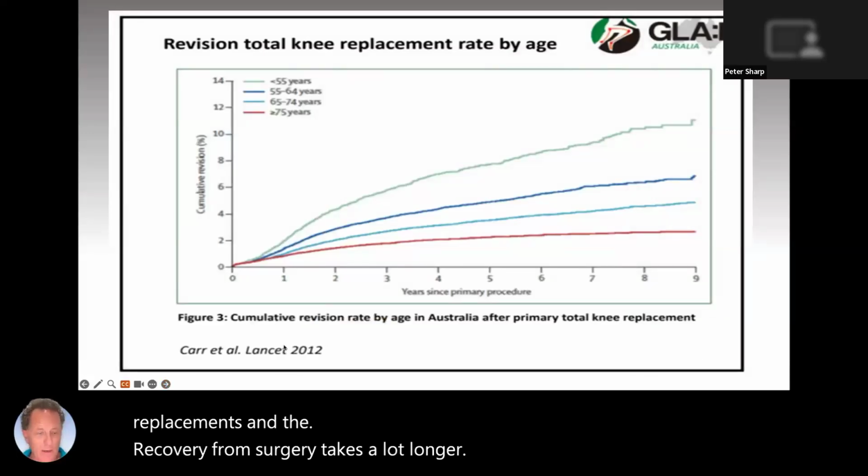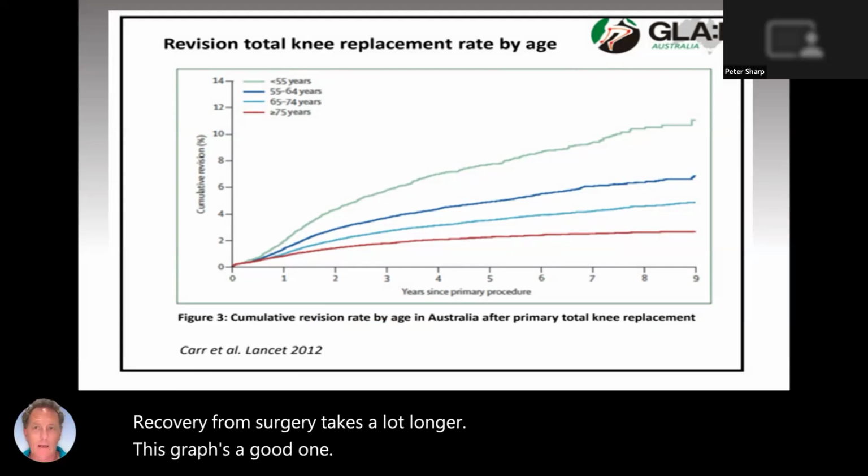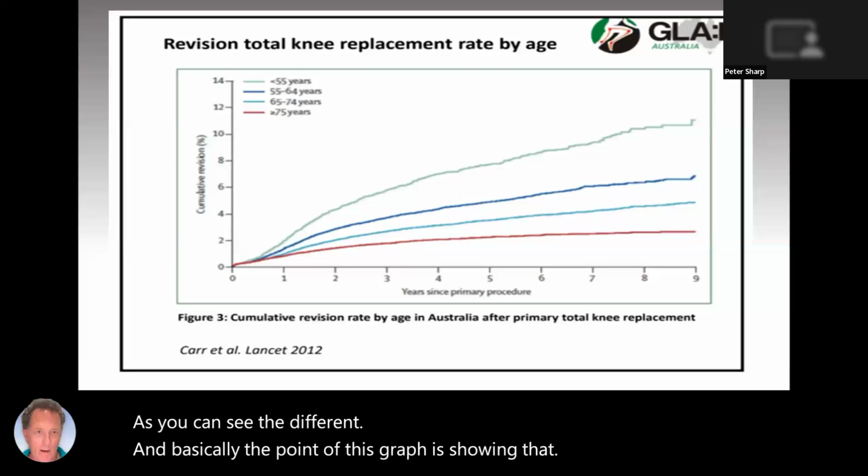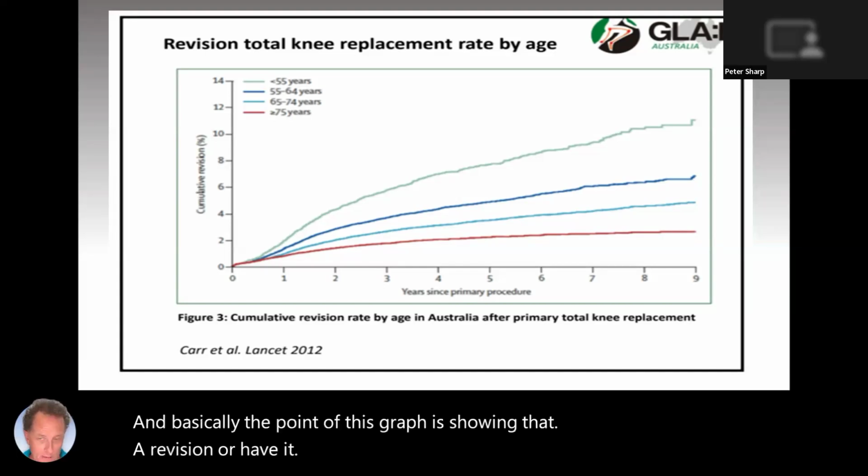This graph's a good one, looking at knee replacements by age. As you can see, the different lines are different ages. Basically, the point of this graph is showing that the younger you are, the more likely you are to have a revision or have it redone again.